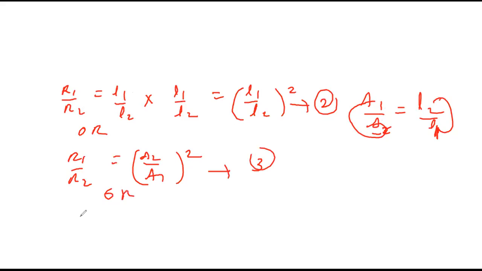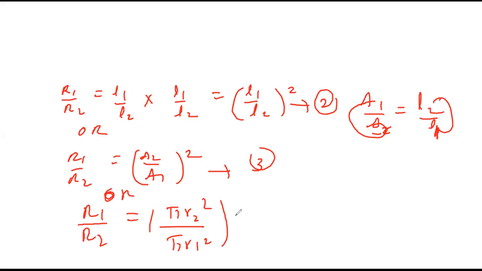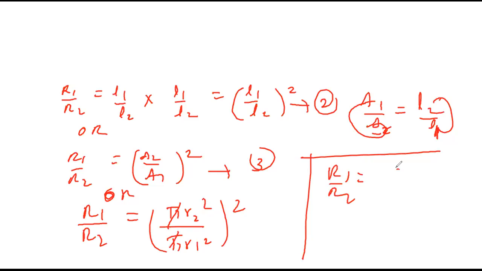Or what is the area formula? Area of a circle, pi r square. So this is pi r2 square upon pi r1 square, the whole square. That will become R1 upon R2 is r2 upon r1, and this power 2 becomes 4.